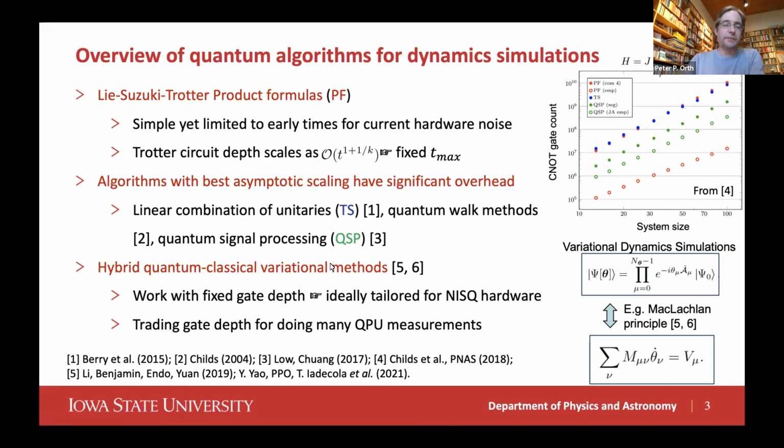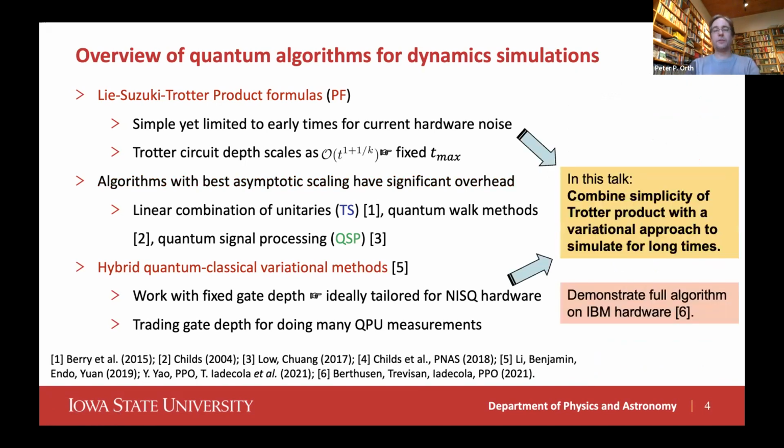And so there's a third class of methods that hasn't been discussed so much, which are basically tailored specifically to the NISQ era, where they work with a fixed gate depth. These are hybrid quantum classical variational methods. And the idea is that you trade the gate depth for doing many measurements on the QPU. And there are several versions of this, one of them being this McLachlan simulation, where you propagate the variational parameters of your variational ansatz using an equation of motion, where the coefficients of this equation of motion, the matrix M and the vector V, are being obtained on the quantum device.